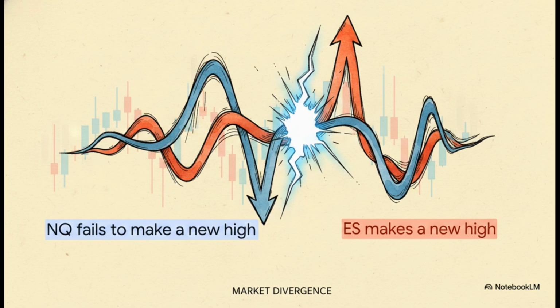Here's an easy way to think about it. The NASDAQ, or NQ, and the S&P 500, the ES, are like two climbers roped together. They should be moving up or down together, right? But what happens when one of them, say the ES, makes a new high, but the NQ just can't make it? It stumbles. That's a huge warning sign. It shows weakness. And that little crack in their relationship is often the first clue that a big reversal is about to happen.